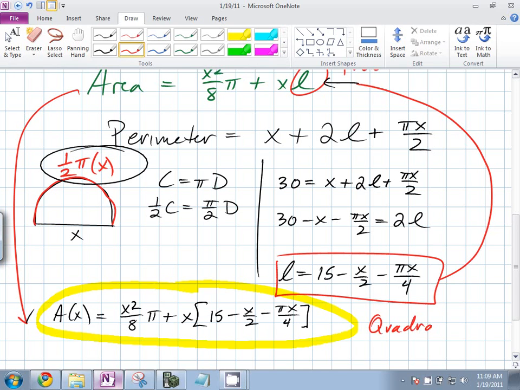How many x squareds do you see? Give you a hint. It's not 1. It's not 2. It's not 3. Actually, it's 3. You have your x squared there, and then you have one that gets created with x times x over 2, and you get x times that one, right? So you have a quadratic.